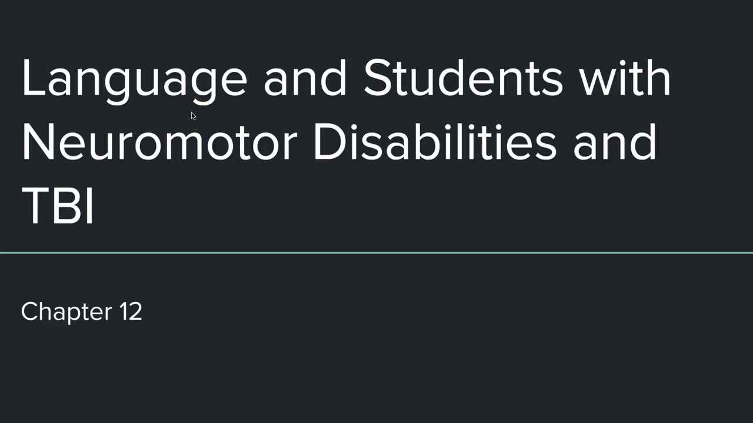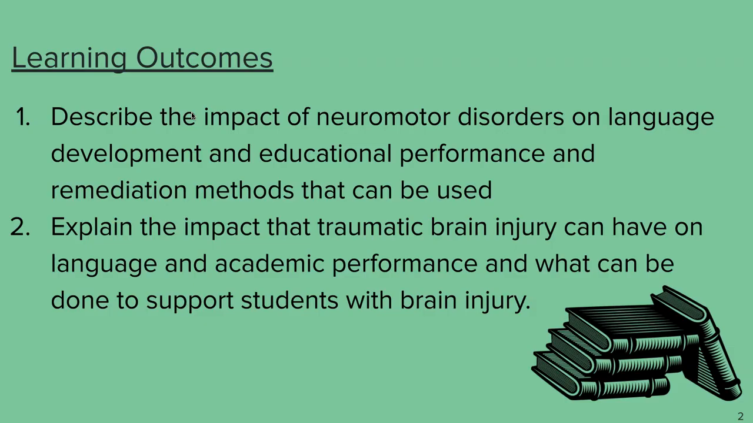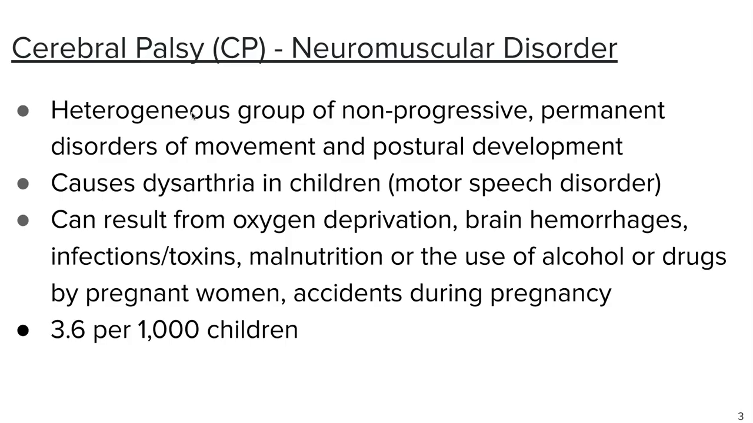All right, everybody, this is language and students with neuromotor disabilities and TBI. We're going to describe the impact of neuromotor disorders on language development and educational performance, a little bit about remediation methods, and explain the impact TBI can have on language and academics and what can be done to support those people. First, we're going to talk about cerebral palsy, which is a neuromuscular disorder.